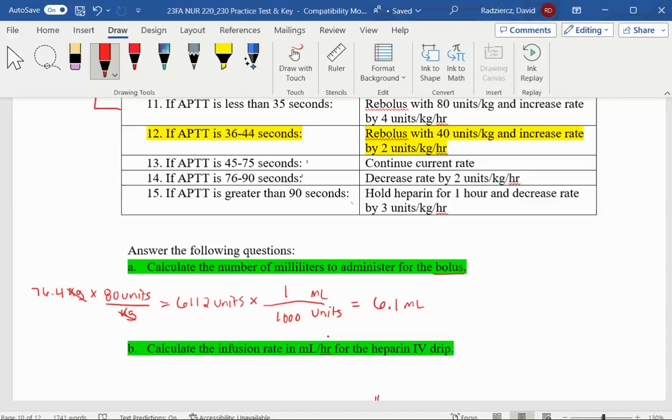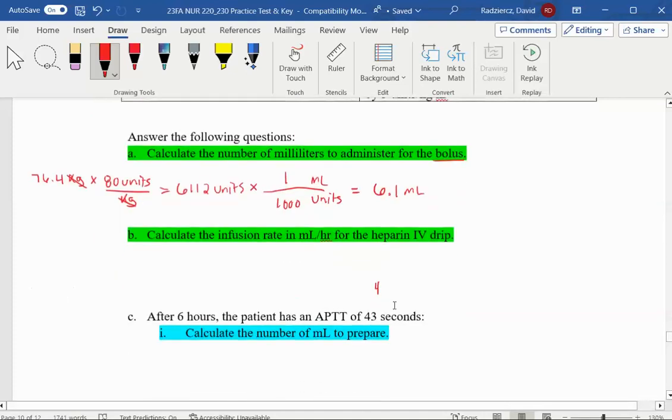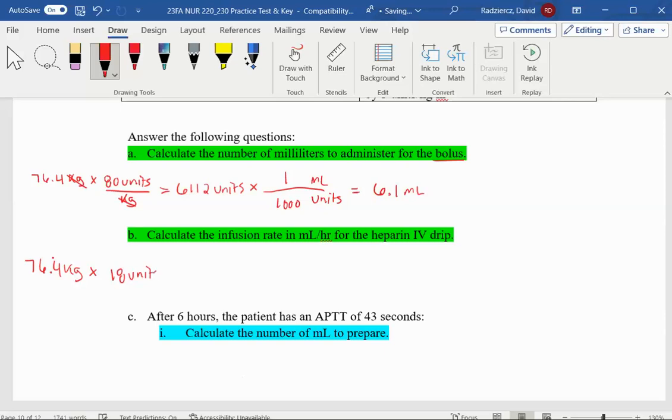What changes in a bolus dose question? Really, the only thing that changes is the patient's weight, but the math is the same. Multiply the patient's weight in kilograms times 80, divide by 1,000, and that's the standard for the protocol. I'm going to do something similar here with the infusion, taking my same patient. So same patient, 76.4. This time the protocol tells me to start a drip at 18 units per kilogram per hour.